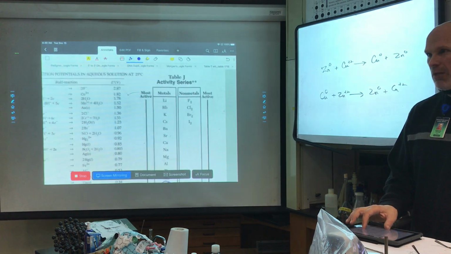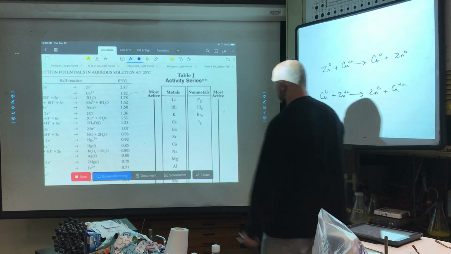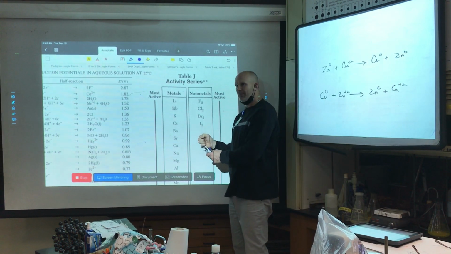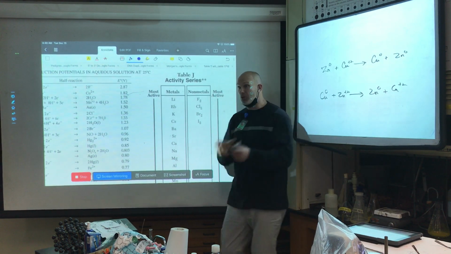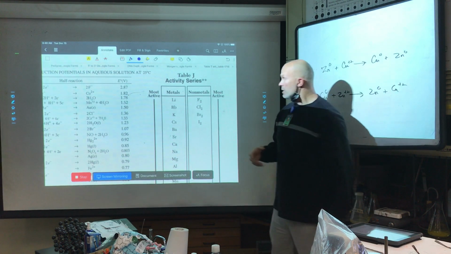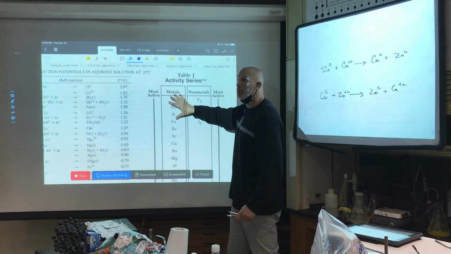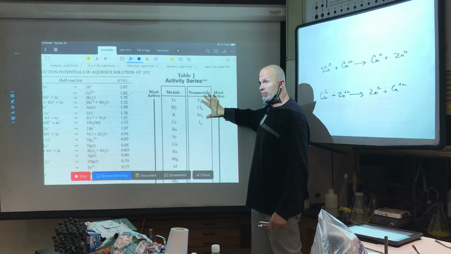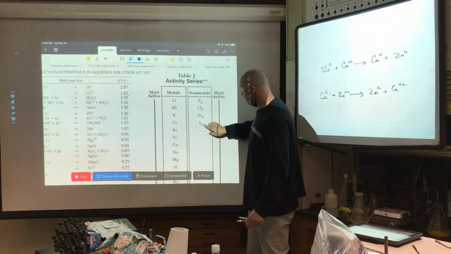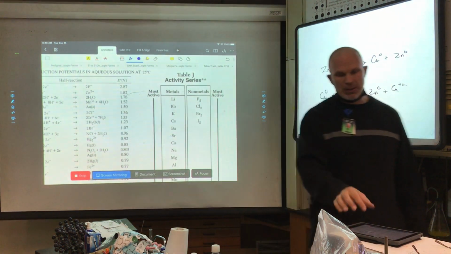Now, what makes this table even worse is they take the nonmetals out. So they give you a list of nonmetals. Now, nonmetals are small. They attract electrons. So this is not metals, reactivity is the ability to oxidize. This is the ability to what? Reduce. So look at this list. Who's the best at reducing over here?